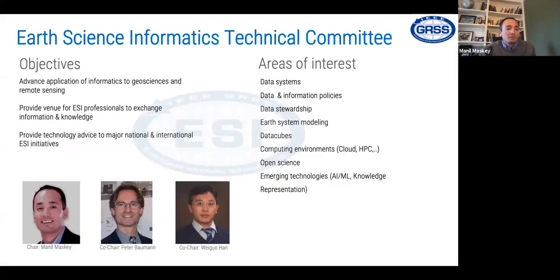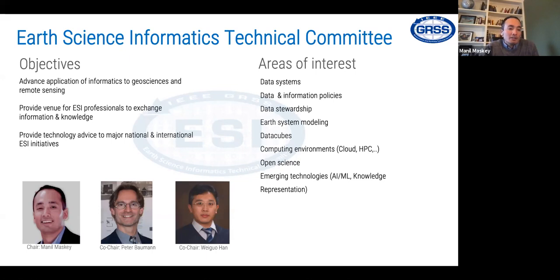So the objectives of the ESI Technical Committee are to focus on applications of informatics on remote sensing and geoscience data, essentially trying to maximize the usage of Earth observation data using technology. To provide a venue for informatics professionals like us to exchange information and knowledge, and also be proactive in looking at the latest technologies and determine how we can leverage those technologies in geoscience domain.